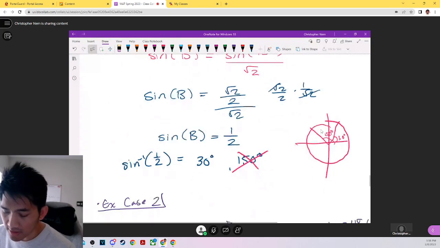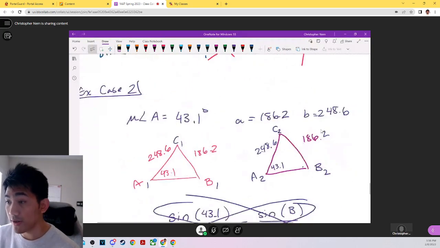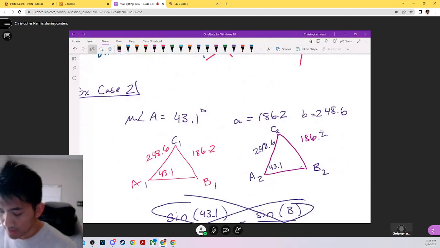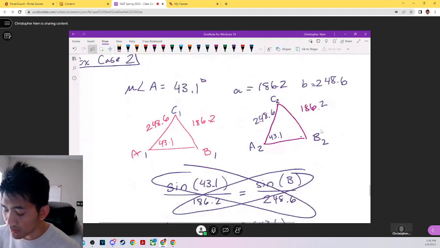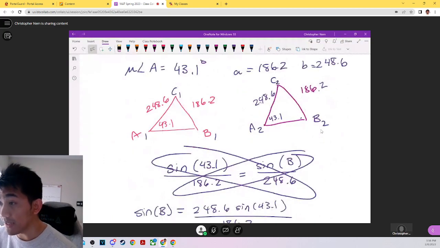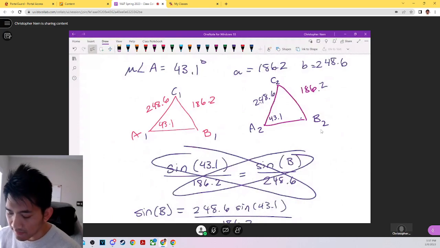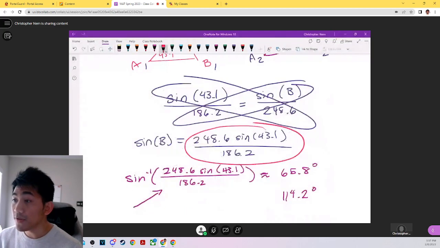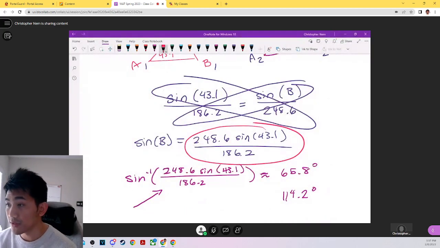Then that goes with case 2. Here is another set of triangles. Again, you could do this in your notes and everything. I'm just going to go through this quickly. All right. If you wanted to solve for this triangle, you would cross multiply and solve for angle B. And then you would have sine of B equal to this ratio over here. If you wanted to solve for this ratio in particular, you need to use the inverse.